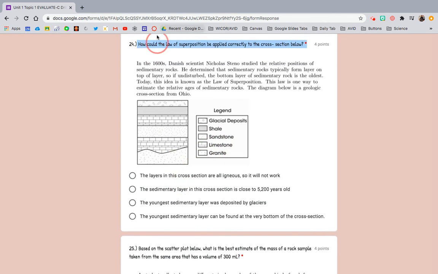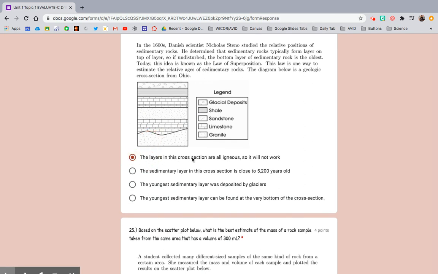So back to the question. I know this is a lot of reading, y'all. So how could this law be applied to this cross-section below? A: The layers in the cross-section are all igneous, so this will not work. So what we're saying is that since these are all igneous rocks, you can't use superposition.